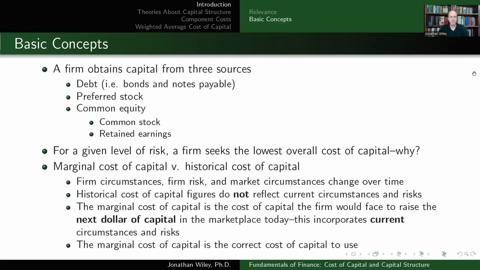Capital structure is basically saying what's the combination of those three. So what proportions of the money came from the different places? That's the idea behind capital structure. Now, for a given level of risk, a firm is going to want to have the lowest overall cost of capital.